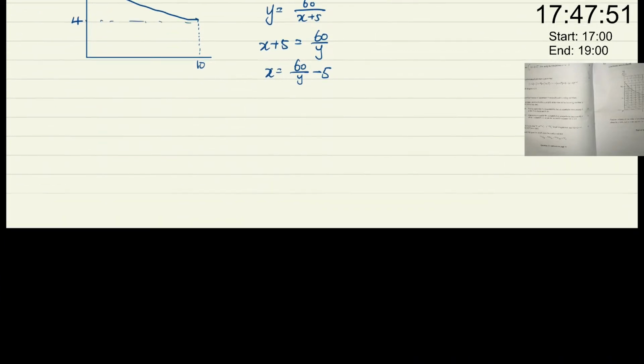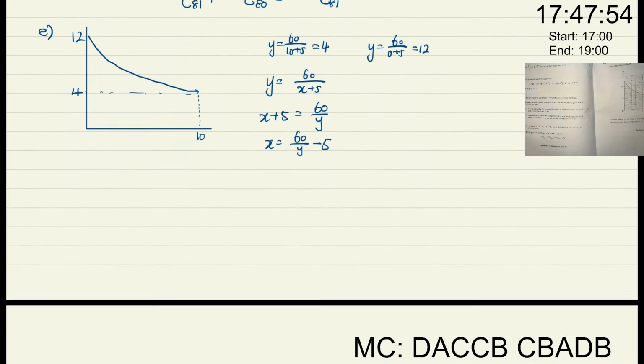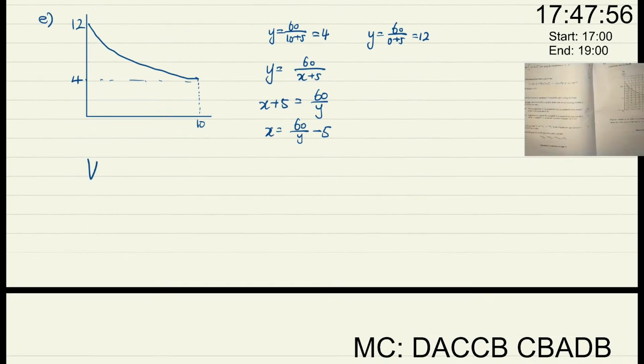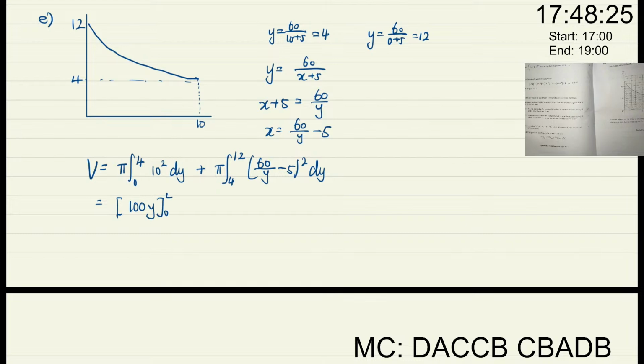Okay, now from this point, I'm ready to write the volume integral. So the volume equals pi from 0 to 4 of x squared, now that x is a 10, squared dy, plus from 4 to 12 of the other expression, 60 over y minus 5, all squared dy. That's 100y from 0 to 4 with a pi at the front, plus a pi at the front.